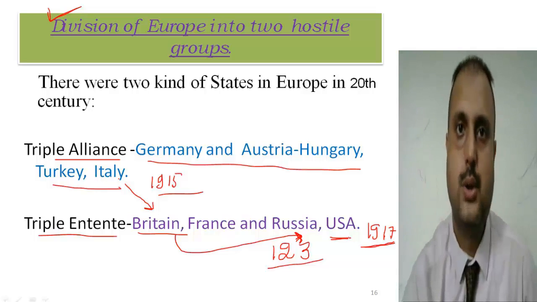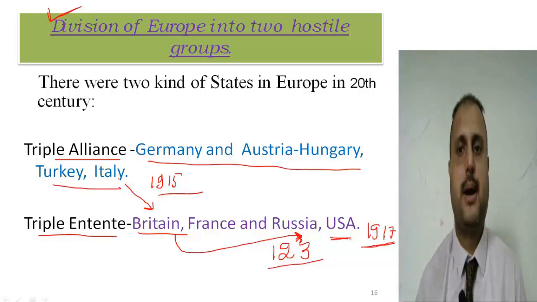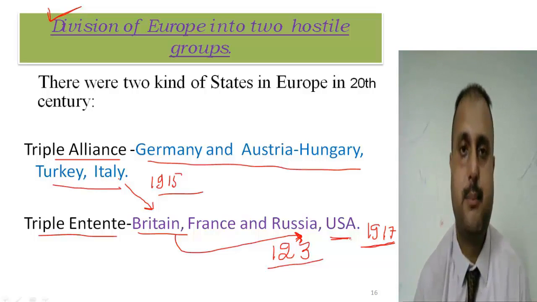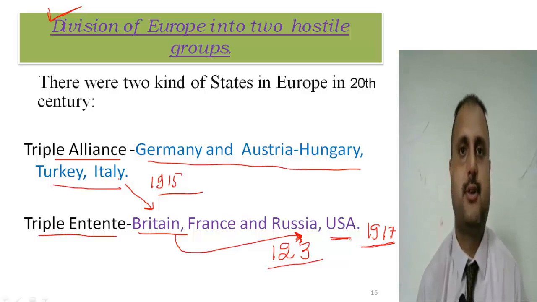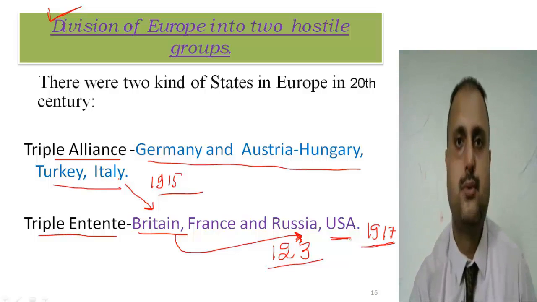So these are the two important causes behind the participation of USA in the First World War. The first reason was the attack on the ship Lusitania by German U-boats. Second, the loan taken by Britain from America. So these are the two main causes behind the participation of USA in the First World War. So let's move to the next one.